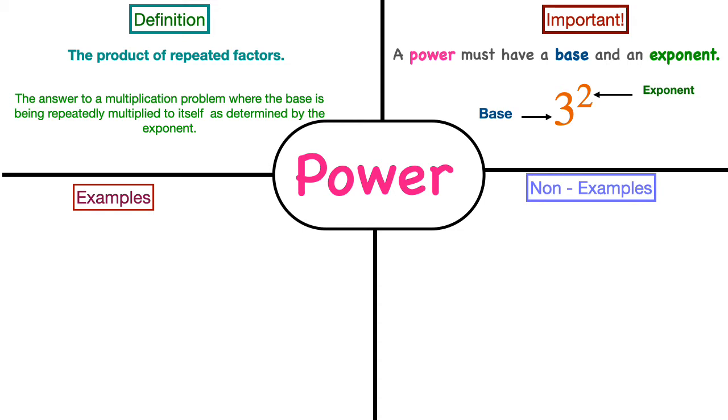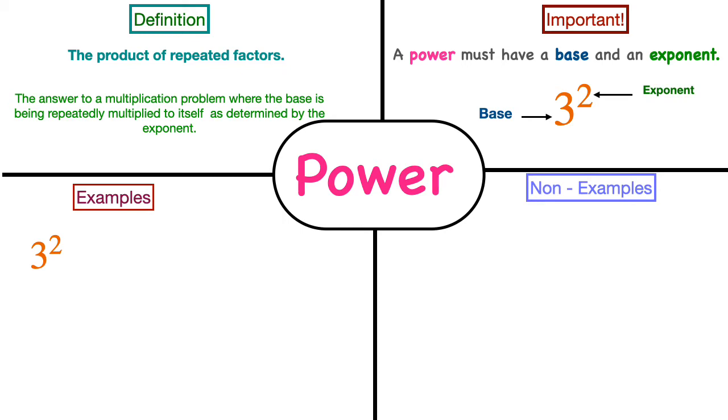Now, if I need to find out, well, what does 3 to the second power mean? Or what does it equal? Then let's go ahead and take that power and let's put that as our first example. So we have 3 to the second power, and if I go back and look at what my definition says, a power is the answer to a multiplication problem. So I know that I'm going to be multiplying, and it's where the base is being repeatedly multiplied to itself.